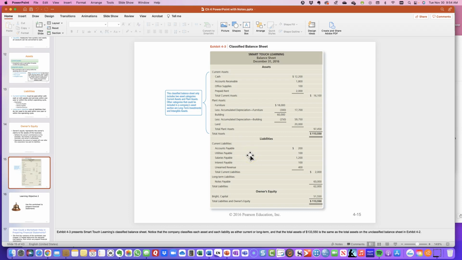And then we have our current liabilities, which include several payables, right? Accounts payable, utilities payable, salaries payable, and interest payable, with some unearned revenue as our current liabilities, and our only long-term liability is notes payable. And then we see that our total assets equals our total liabilities and owner's equity here.